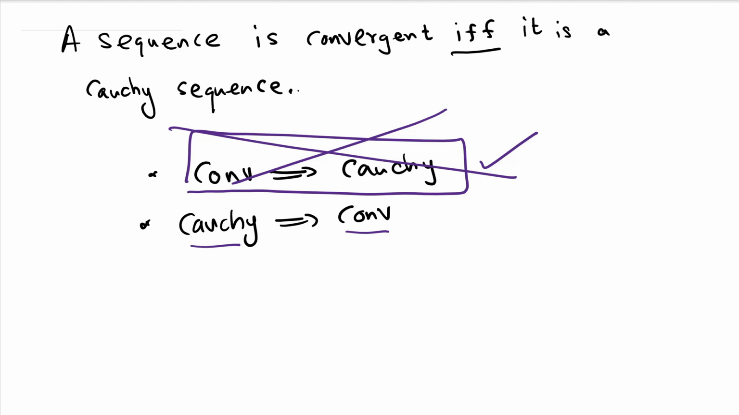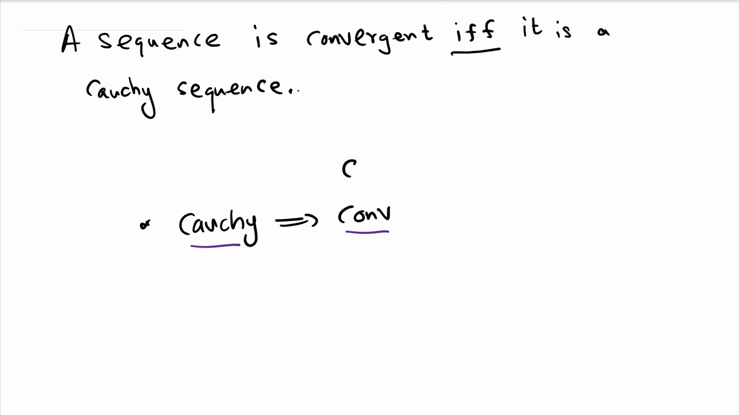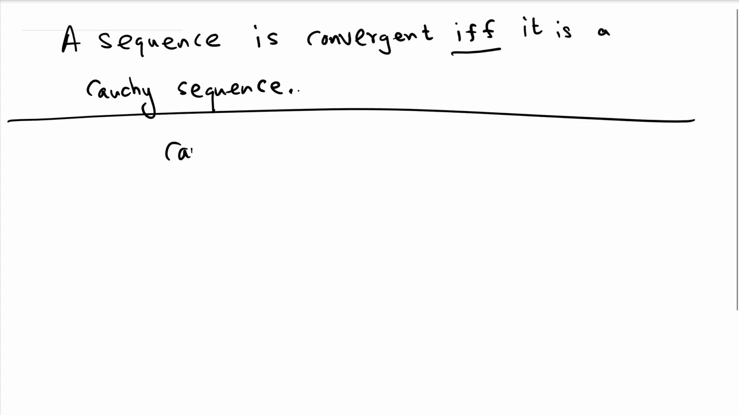To prove it, let's erase this mess. And what are we trying to accomplish here? We want to prove that we have a Cauchy sequence, and we want to prove that it's in fact a convergent sequence.